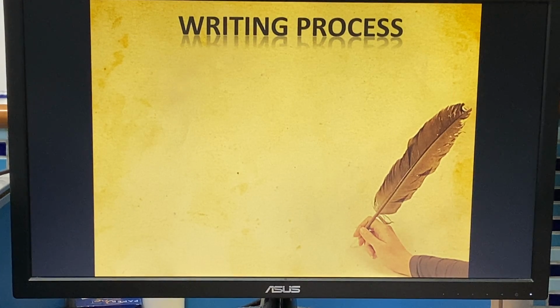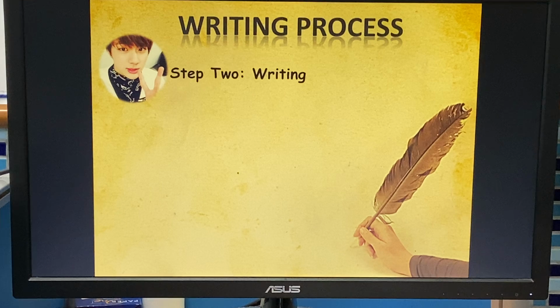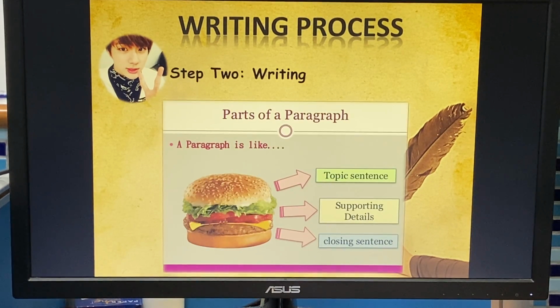Then what should I do? Step 2. Yeah, it is time to start writing. Before we start writing, I want to show you this. A paragraph is like a hamburger. There are 3 parts: topic sentence, supporting details, and closing sentence.